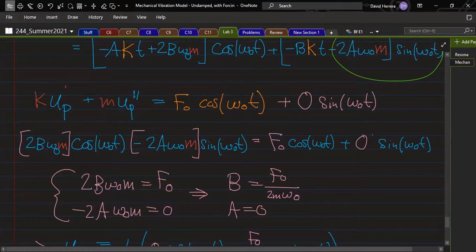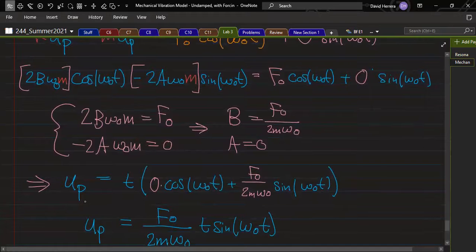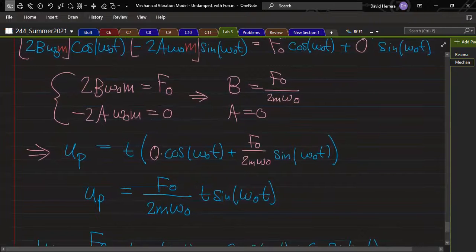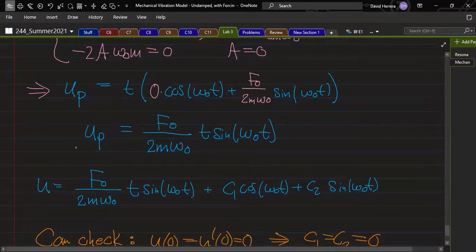So now I divide through by 2 omega naught m to get this for b. And I divide through by negative 2 omega naught m, but because this is 0, it doesn't really matter. I just get a equals 0. So here is my solution, up, written here with a, 0, and b here. And then I simplify. This is going to go away. And so I get this. And this right here is my particular solution.